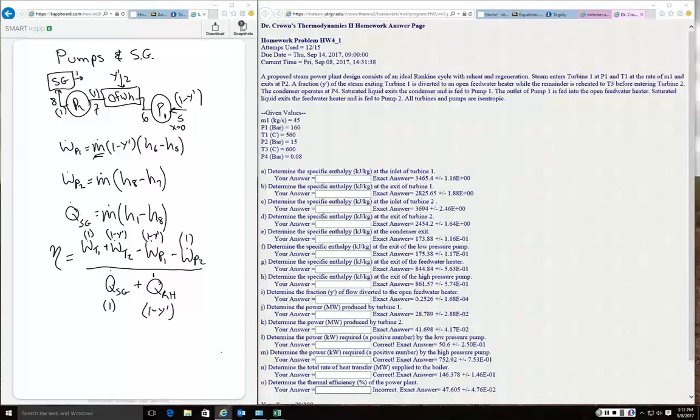So if you're going to just use delta H's rather than the actual calculated power and rate of heat transfer, you need to remember that all the delta H's need to be multiplied. So this would be just delta H, but this would be 1 minus y prime delta H, and this would be just delta H, but 1 minus y prime delta H, 1 minus y prime delta H, just delta H. So sometimes we write the efficiency in terms of all the delta H's, but then we need to make sure we have those fractions of the flow as part of the equation.